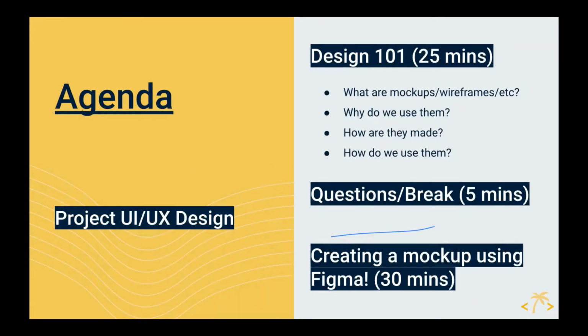All right. We're going to have a quick design 101, which is about 25 minutes. We're going to go through the different types of mockups, wireframes, etc., what they can be used for, high-level strategies for how we can make them, and then why they're useful and how we can use them to make sure that our technical products are better in the end. And we'll have a little bit of time for questions, and then we'll go through an exercise together using Figma.